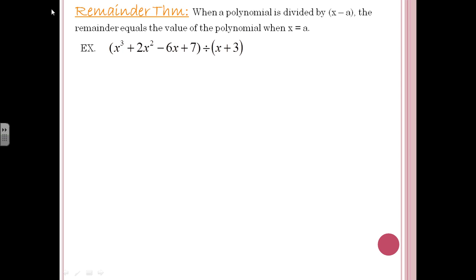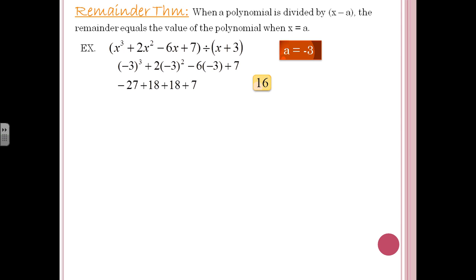be your remainder. So for example, if we're going to take this polynomial right here and divide it by x plus 3, we can figure out what the a is. And if it's x minus a, this is really x minus a negative 3. So a would be negative 3. We take that negative 3 and we plug it in for x into our polynomial and quickly do these calculations, and we end up getting 16. So that means that had we gone through and done the long division, we would have ended up with a remainder of 16.